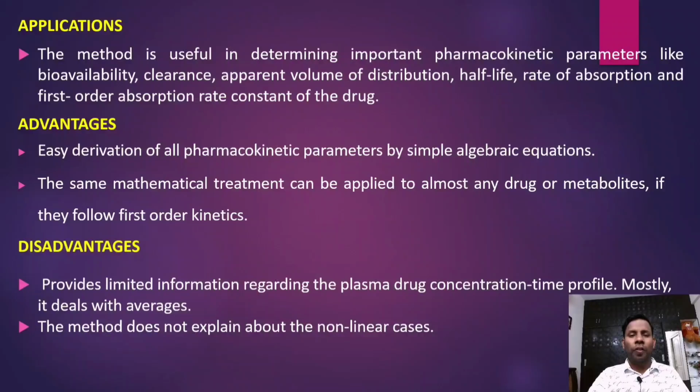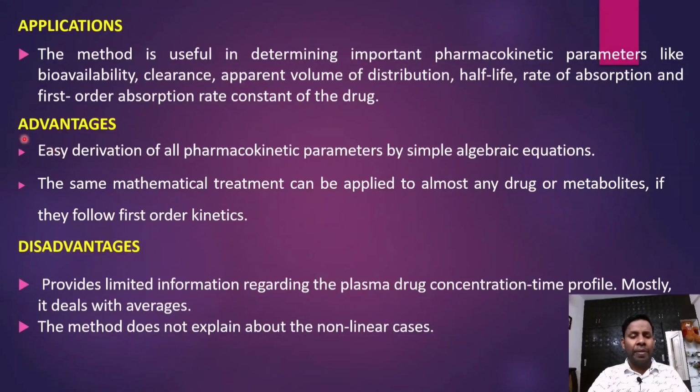The applications of the non-compartment model. This model can be used to determine many important pharmacokinetic parameters such as bioavailability F, clearance CLR, apparent volume of distribution VD, half-life T-half, rate of absorption, meaning at what rate the drug is absorbed, and first order absorption rate constant Ka. So these many important pharmacokinetic parameters can be obtained by using this non-compartmental analysis.